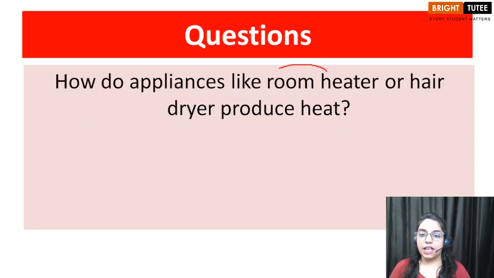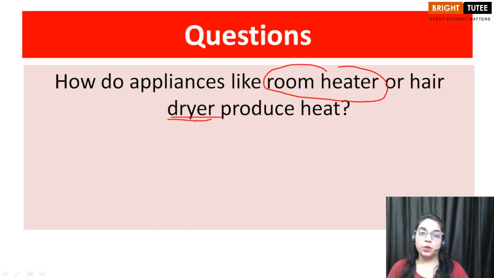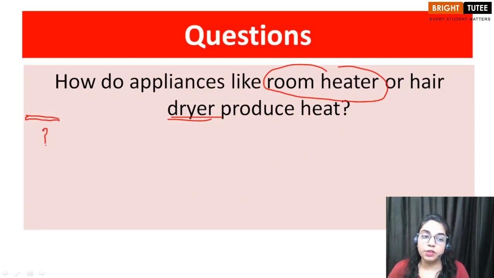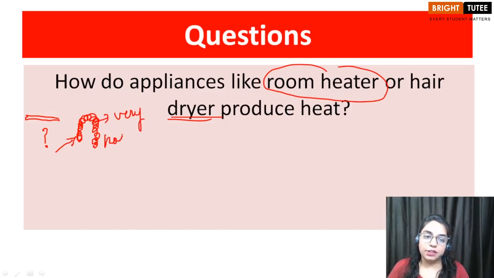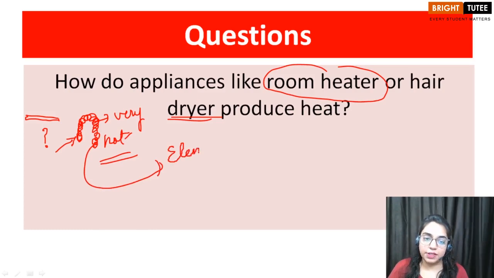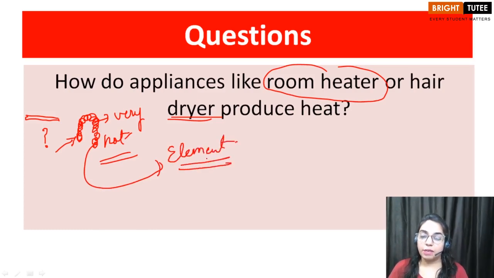Next question is, how do appliances like a room heater or hair dryer produce heat? So children, you might have seen these devices like room heaters and hair dryers, and they produce heat when we connect them to a switch or to an electric circuit. So how do they produce heat? They produce heat, children, because they have a coil inside them, and whenever the current passes through it, this coil becomes very hot, and we can use this heat for our purpose. For example, a hair dryer, or an electric press. Okay children, this coil, which we call an element, becomes heated whenever the current passes through it, and it gives us heat energy. Let's move to the next question.